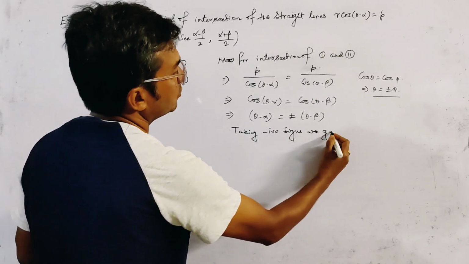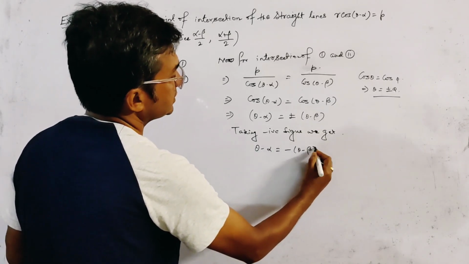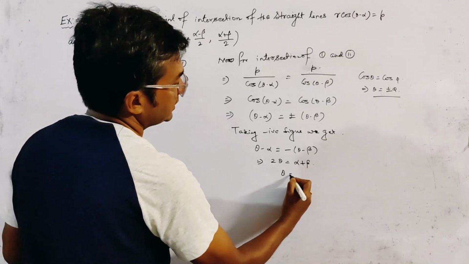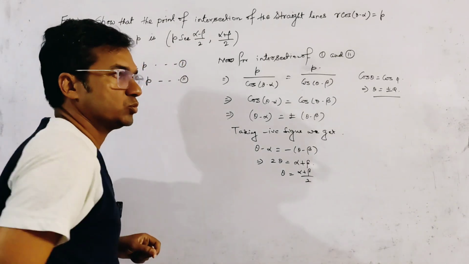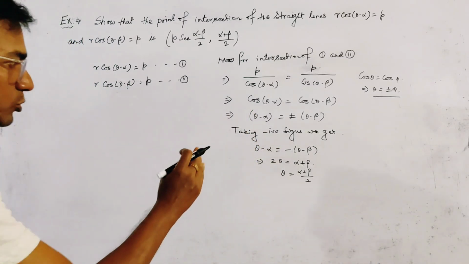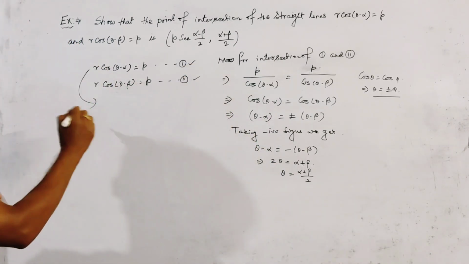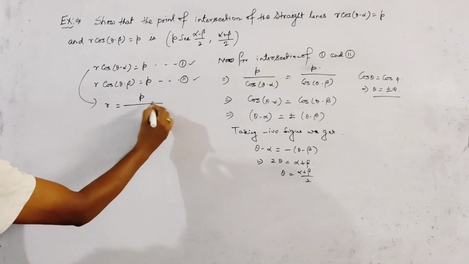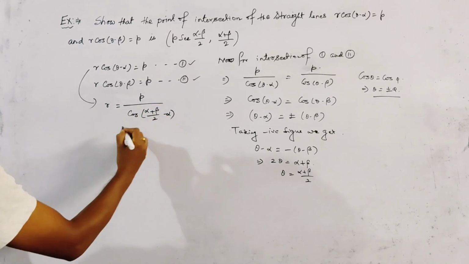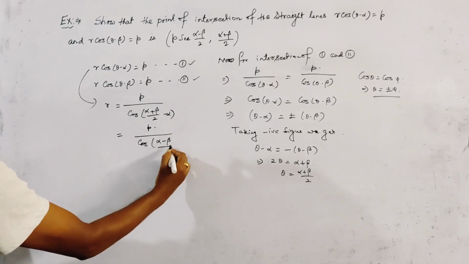Taking the negative sign, we get the relation θ − α = −(θ − β), so 2θ = α + β, that is θ = (α + β)/2. We get the value of θ at the point of intersection. Now we put the value of θ in either 1 or 2. Putting it in 1, we get r = p by cos((α + β)/2 − α), that is p by cos((α − β)/2).